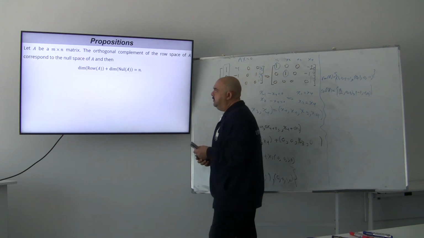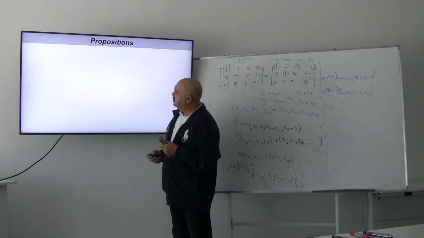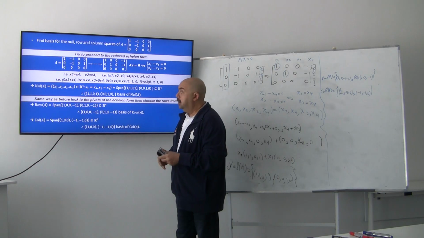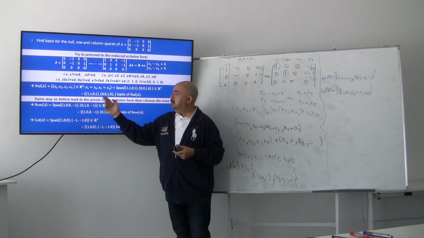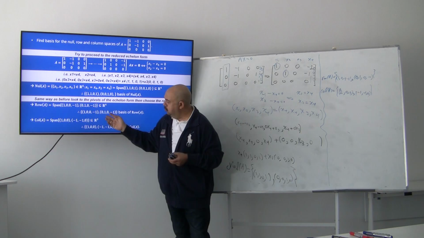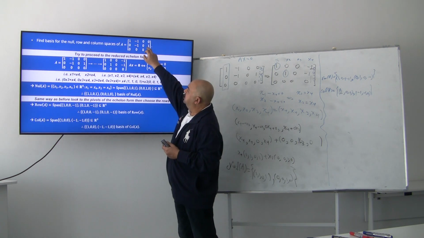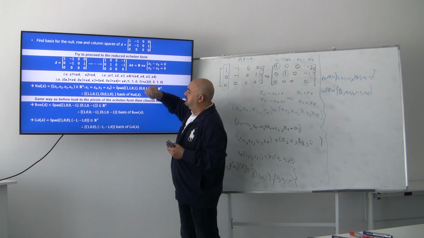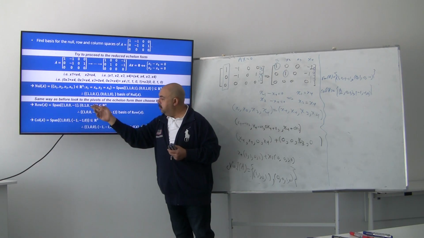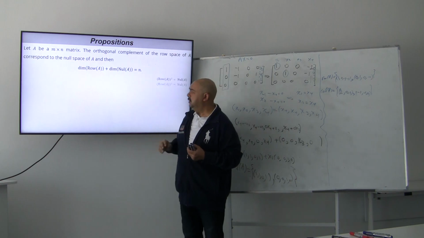Now, we saw previously that the dimension of row A plus the dimension of null A equals n. Let's check if this is true. The basis of null A consists of two vectors, so its dimension is 2. The rows also give two vectors, so that dimension is also 2. 2 plus 2 is 4, and this vector space is of the 4th degree, so the vectors belong to R4. So the statement is correct.